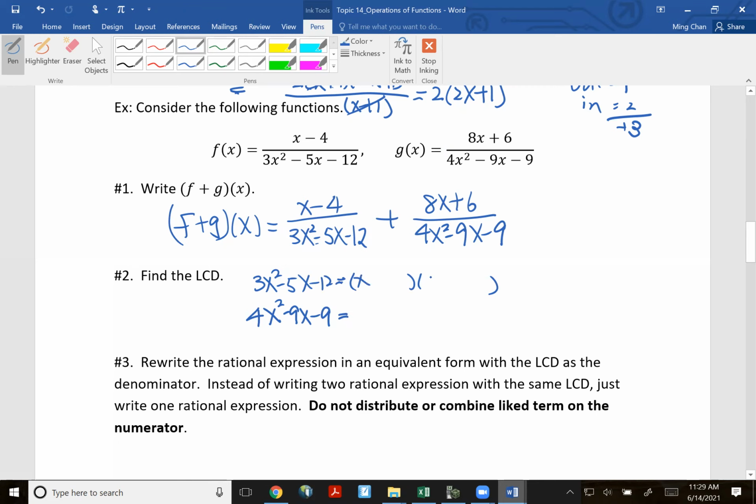3x squared is x and 3x. 12, I can use 3 and 4. 4 here, 3 here. That's 12. Oh, no, that's not going to work. I've got to use 1 and 3. I know that 12 is 1 times 12, 2 times 6, 3 times 4. So 3 cannot go with 3 because that will give me a greatest common factor. 2 and 6, 2 here, 6 here. So that's even bigger. That's 18 and 2. That's not going to work.